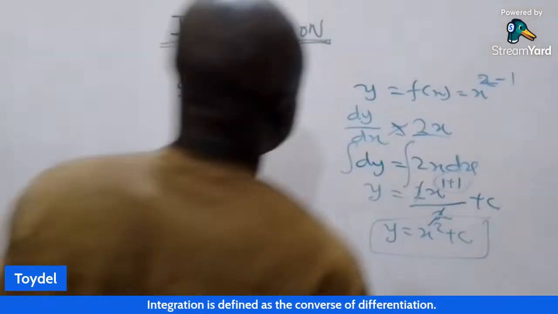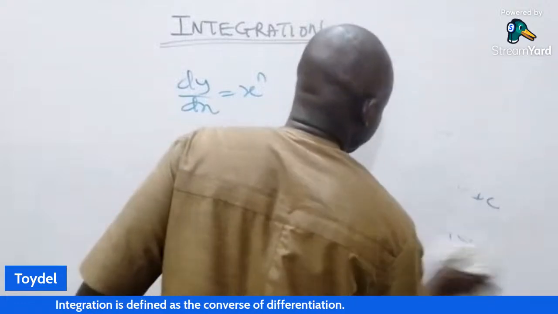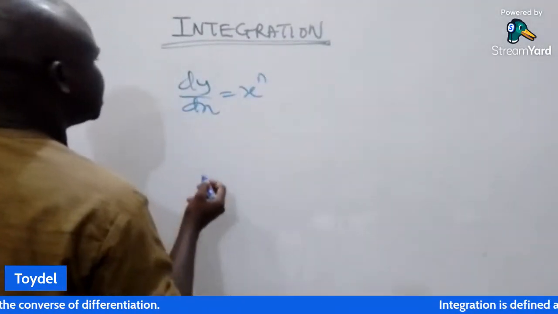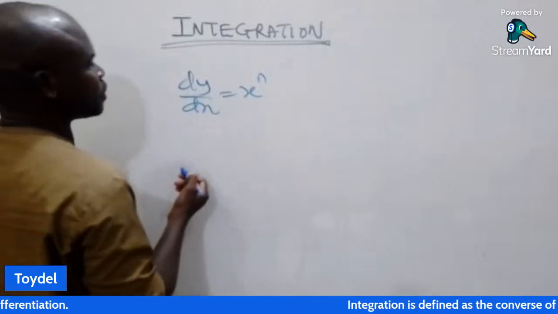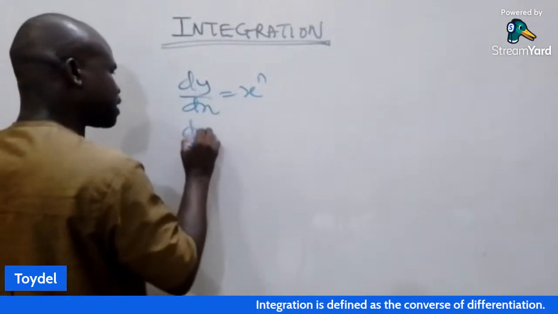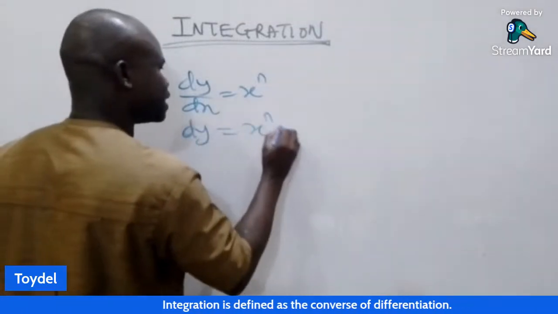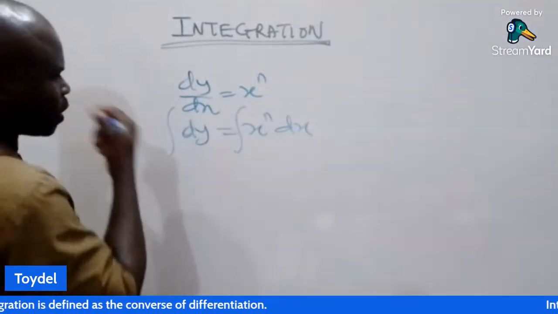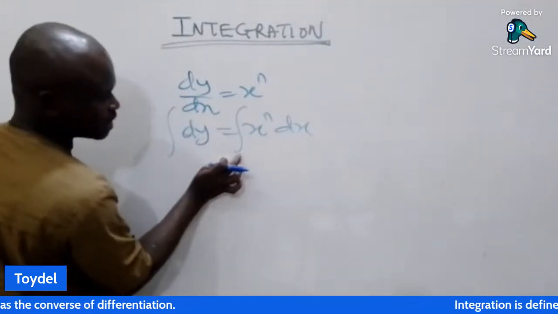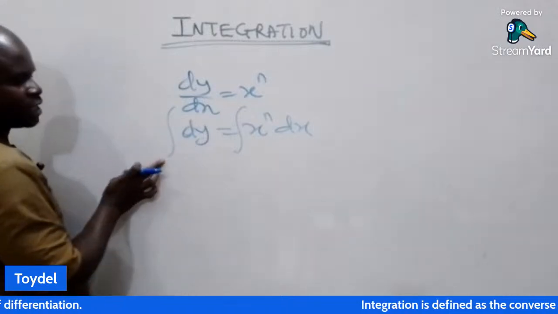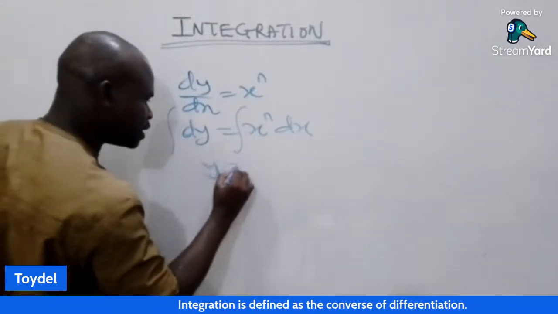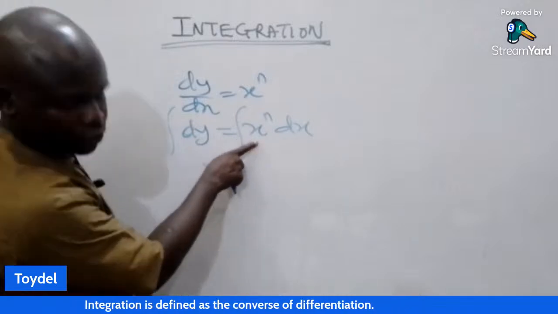So let's now look at this generally. If dy/dx is equal to x^n, then how do I find the integration of this function? I will say dy equals x^n dx. So I will introduce the integral sign. Whenever you have dx here, this integral sign must be there, and if you have dy, the integral sign must be there. If I integrate dy, I'm going to get y equal to, if this is a polynomial function.